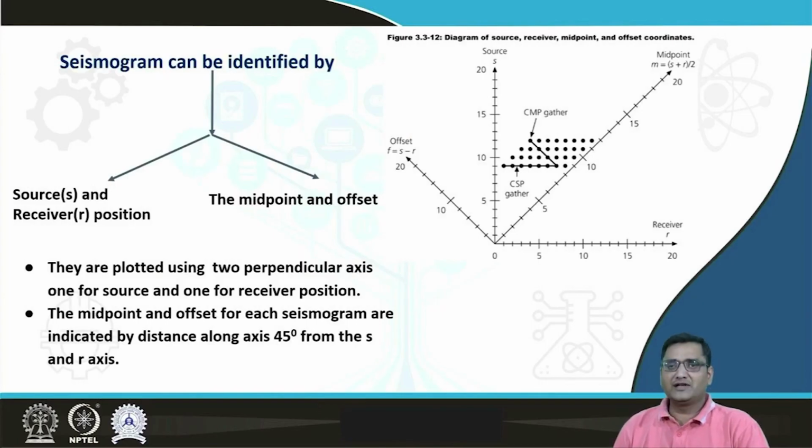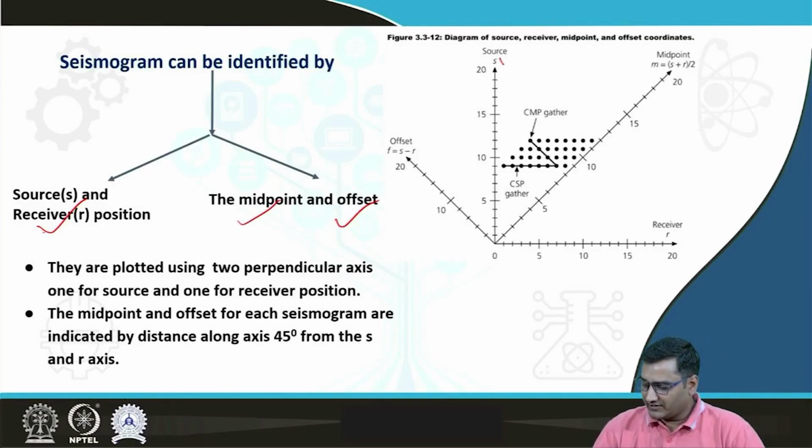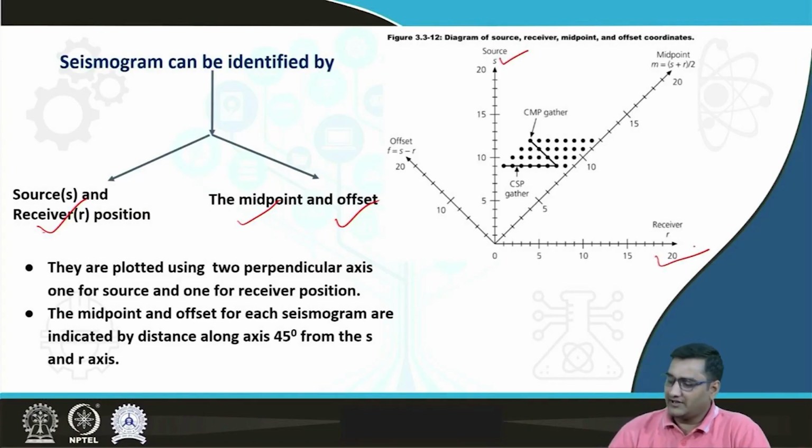The seismogram that we are recording can be identified by the source and the receiver position, that is one way, and another way is you can identify it by the position of the midpoint and the offset. So you can see the source axis is over here and the receiver axis is perpendicular to it. Likewise, the midpoint axis is 45 degrees from the receiver axis, or you can say midway between the source and the receiver, and the offset axis is also 45 degrees away from the source axis.